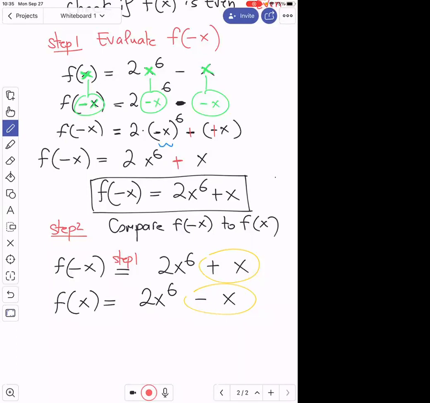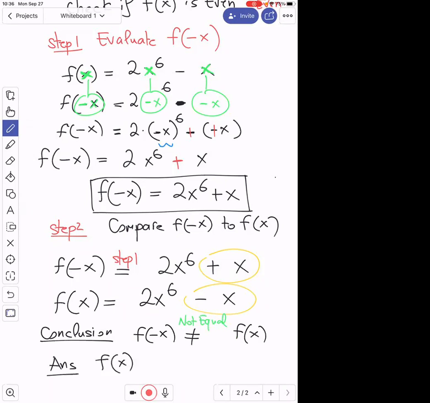And if they are not equal, then the conclusion is that f is not even, right? So, conclusion: f of minus x is not equal to f of x. This symbol here means not equal, or different. So the answer, of course, is that f of x is not even. And that's exactly our guess, right?